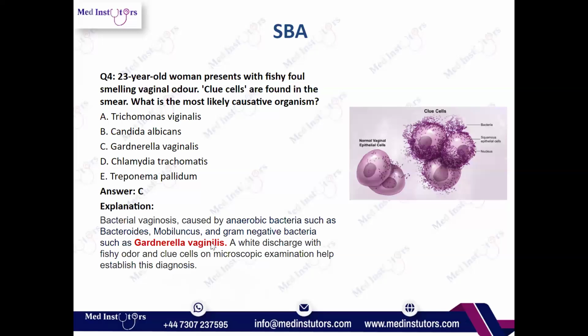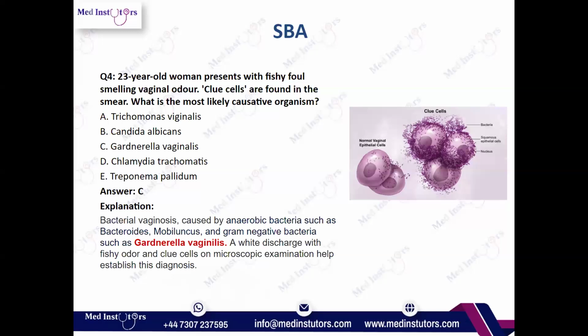If you find such a question in the exam and you don't find the option of Gardnerella vaginalis, then you can also go with Bacteroides and this bacteria. I don't know how to pronounce that, but remember the name or the spelling. So these are the causative organisms for bacterial vaginosis.